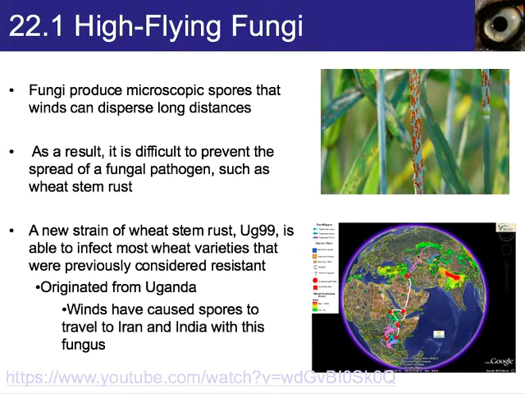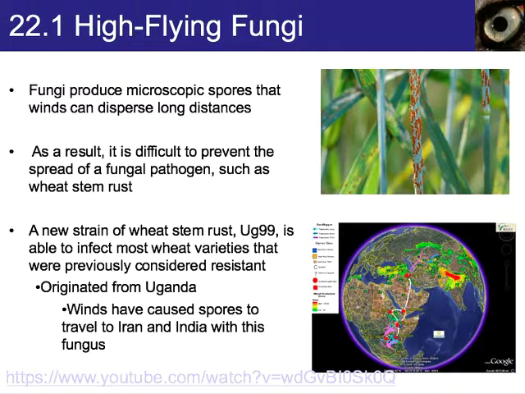A new strain of wheat stem rust called UG99 is able to infect most wheat varieties that were previously considered resistant. It originated from Uganda, that's why it's called UG99, and winds have caused spores to travel to Iran and India with this fungus. Countries in Asia are some of the most highly populated countries, and they need the wheat to survive. They need to be able to feed the people in their countries. This is a really great video that talks about UG99, and I highly recommend it.